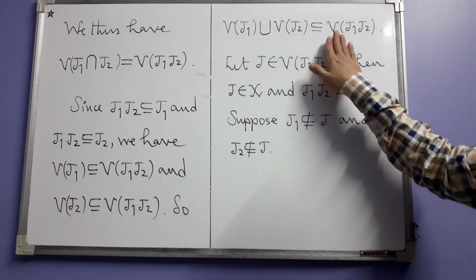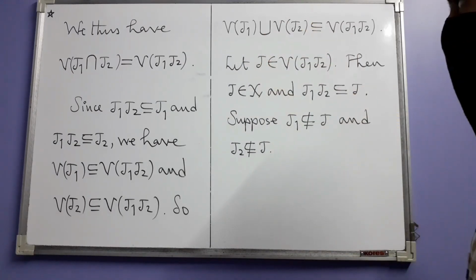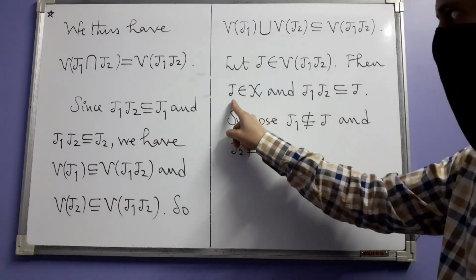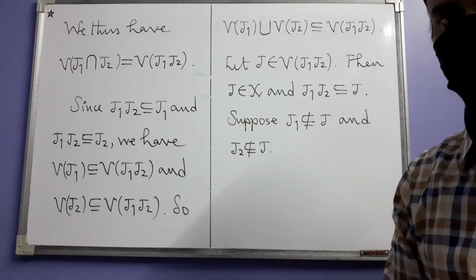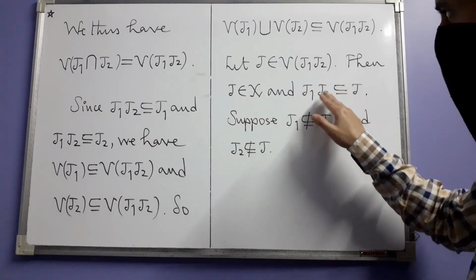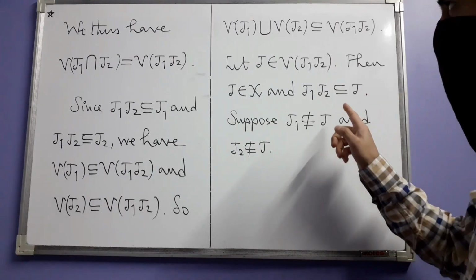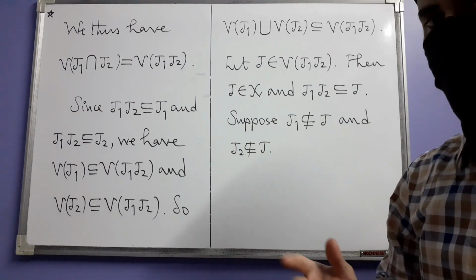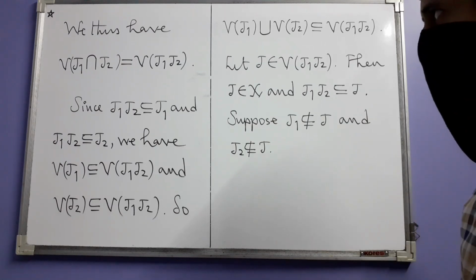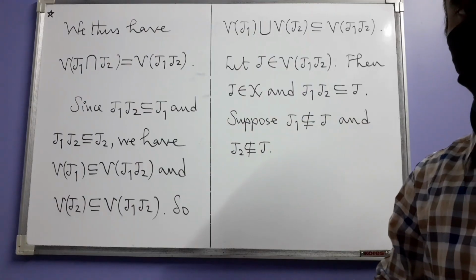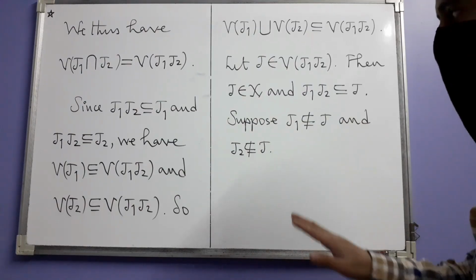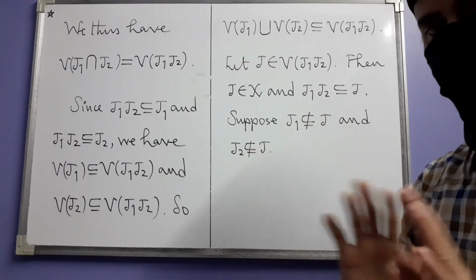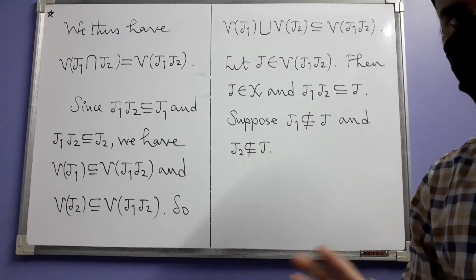Now we want to prove that the reverse inclusion is also true, and that's why we take any element J in this set. So that just means that J belongs to X. In other words, J is a prime ideal and J contains J1 J2. Now our aim is to show that J is either in this set or this set. J is already a prime ideal. So that just means showing that either J contains J1 or J contains J2. But suppose both of these are false. J1 and J2, none of them is a subset of J. J does not contain any one of them.